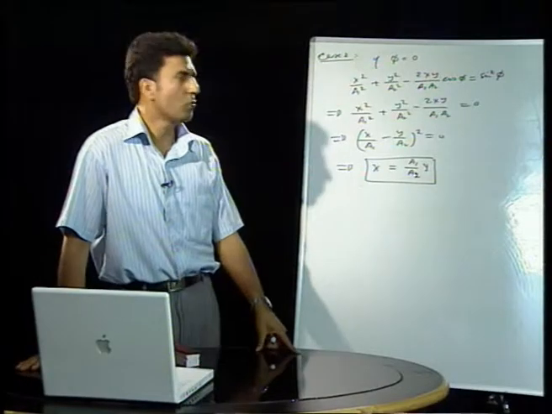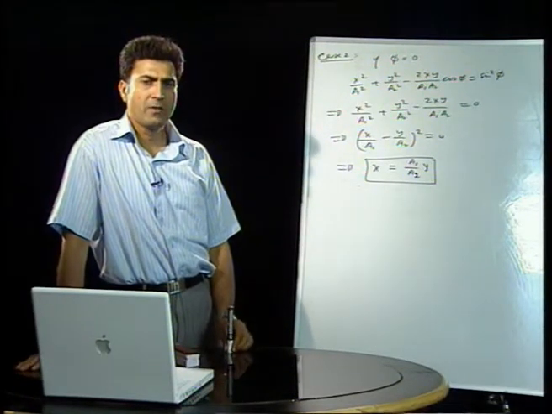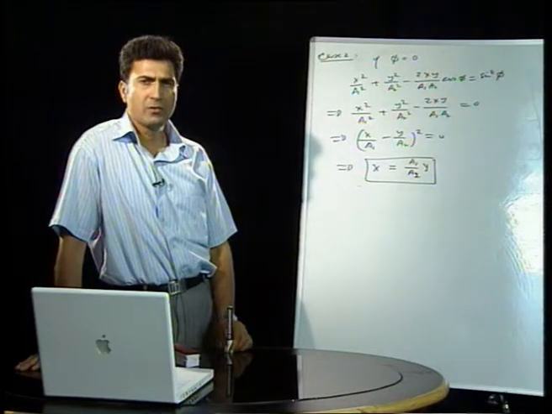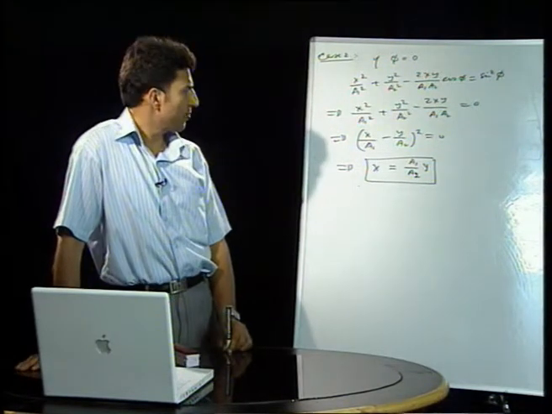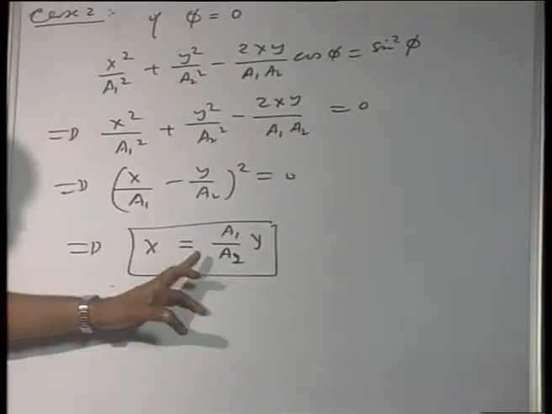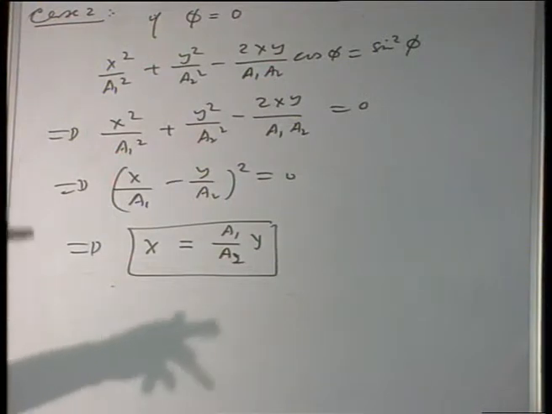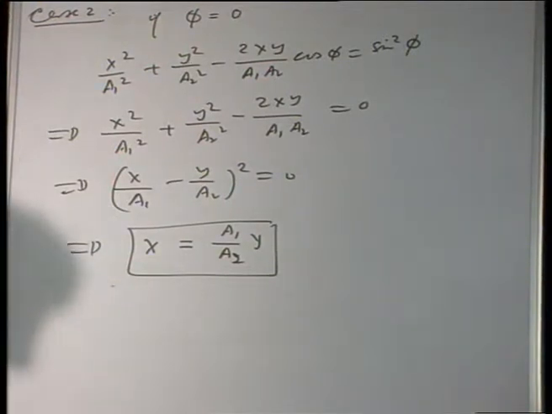So again, if the two oscillations are perpendicular to each other with a phase difference of 0, then we say that the particle will move in a straight line with a slope of A1 by A2, and the particle is passing through the origin of the coordinate system. Case number 3.